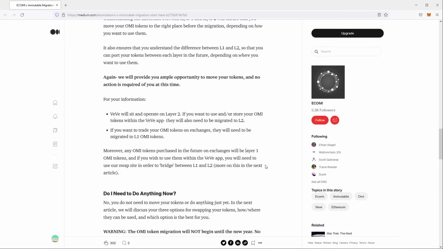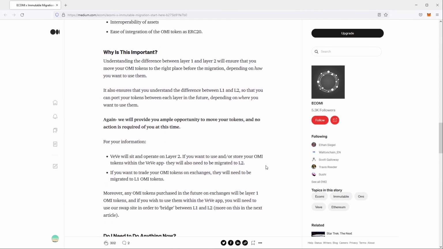Okay, so what they're kind of explaining here is this L1 and L2. If you're familiar with how Immutable X operates right now, you're pretty much putting your Ethereum in your MetaMask wallet, right? And from your wallet, you're connecting your wallet to Immutable X, and you're depositing money from your MetaMask wallet into the Immutable X platform, right?